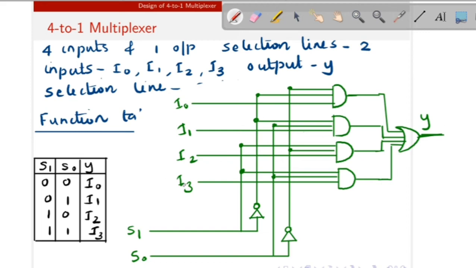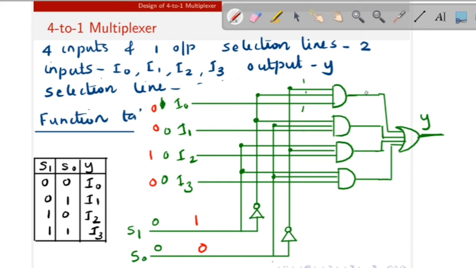Clear? So the working of this multiplexer: when S1 is equal to 0 and S0 is equal to 0, these two inputs are 1, that goes to the first AND gate, and I0 also equals 1 and all others are 0. So this S1 S0 selects I0. So I0 is equal to 1 means we get Y is equal to 1. Right? Take another case, 1 0 and I2 is equal to 1 and all others are 0.